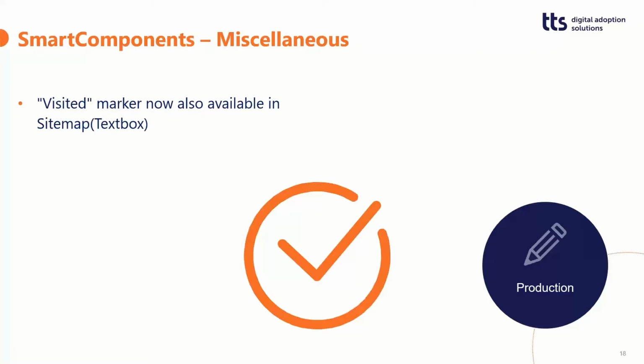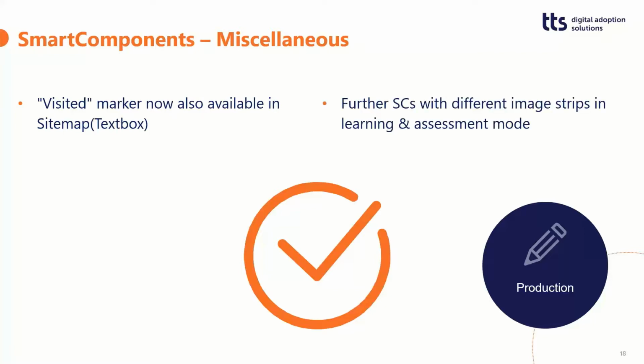And also, we now have the possibility to use different image strips in learning and assessment mode in further smart components. I already showed this behavior one or two webinars ago when we introduced it for the single choice and multiple choice component, and now we have this available in all quiz related components. So if you want to adjust these image strips to maybe not give a certain feedback on right or wrong within the assessment, you can do this now even with a close component or with a drag and drop component and so on.